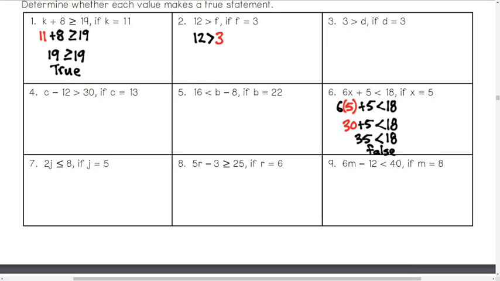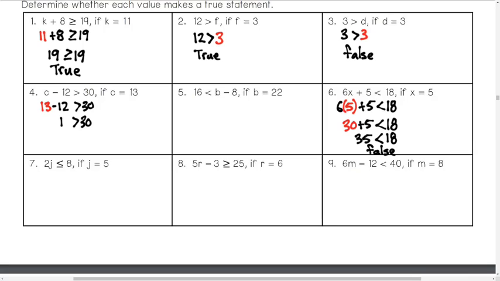For these ones, I would go ahead and show that this one, 12 is less than 3, or sorry, 12 is greater than 3, and that is true. The next one, 3 is greater than 3. That's false. 3 is not greater than 3. If there was a line underneath this one and it said greater than or equal to, that would be true, but it is not.